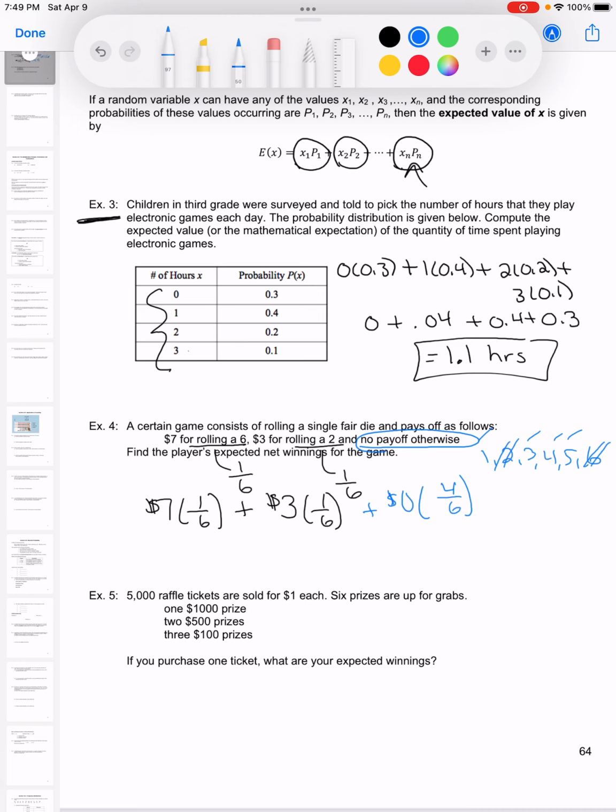But technically it is there because we need our probabilities to add up to 1. So 1/6 plus 1/6 plus 4/6 is 1. Again, if that's going to bother you, you don't have to put it there. So this would give me 7/6 plus 3/6, which is 10/6. And since it is money, I'm going to round it to 2 decimal places to be $1.67.